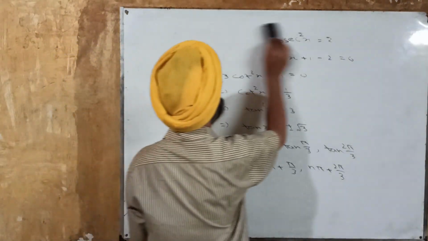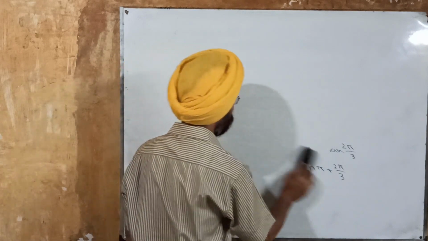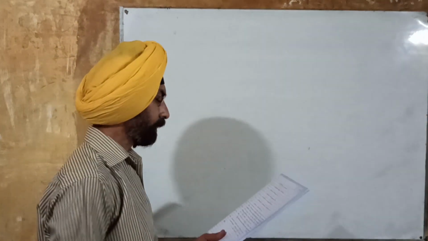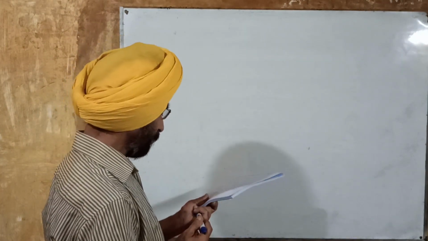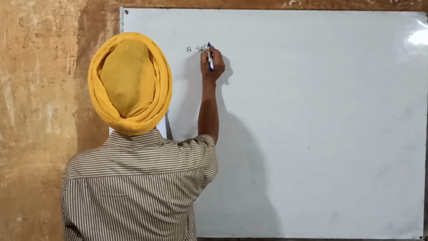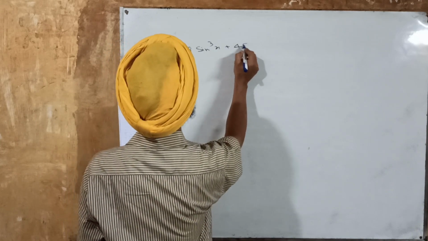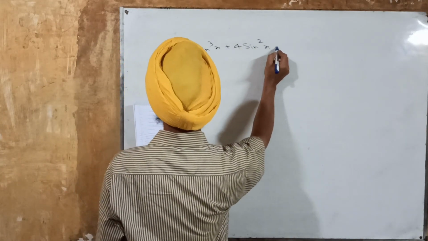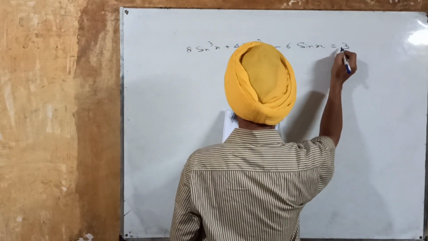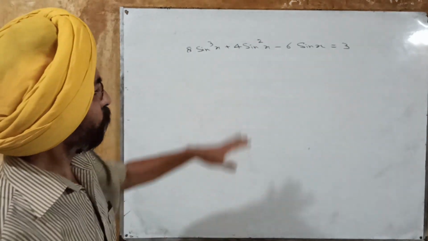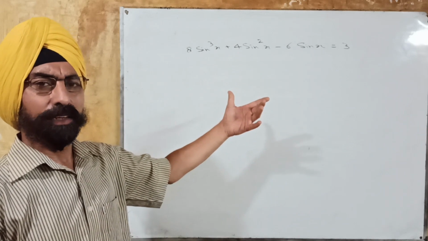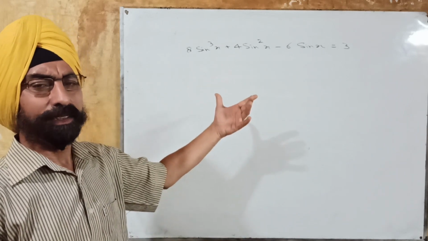Now we'll move on to a little bit typical problem, not too much typical but a little bit. The question is 8 sine cube x plus 4 sine square x minus 6 sine x is equal to 3. This question I am giving you as an exercise. You can solve it. If you are able to solve it, then it is good.